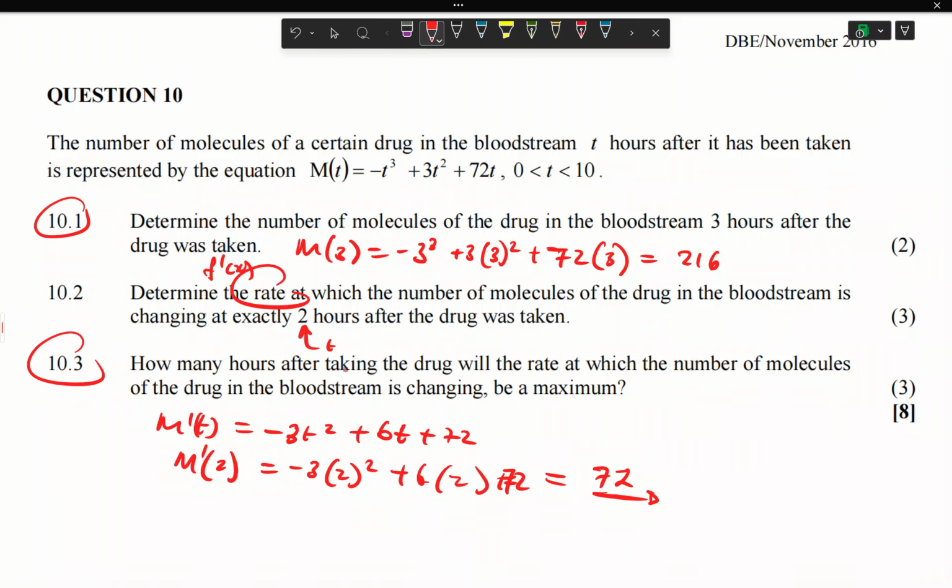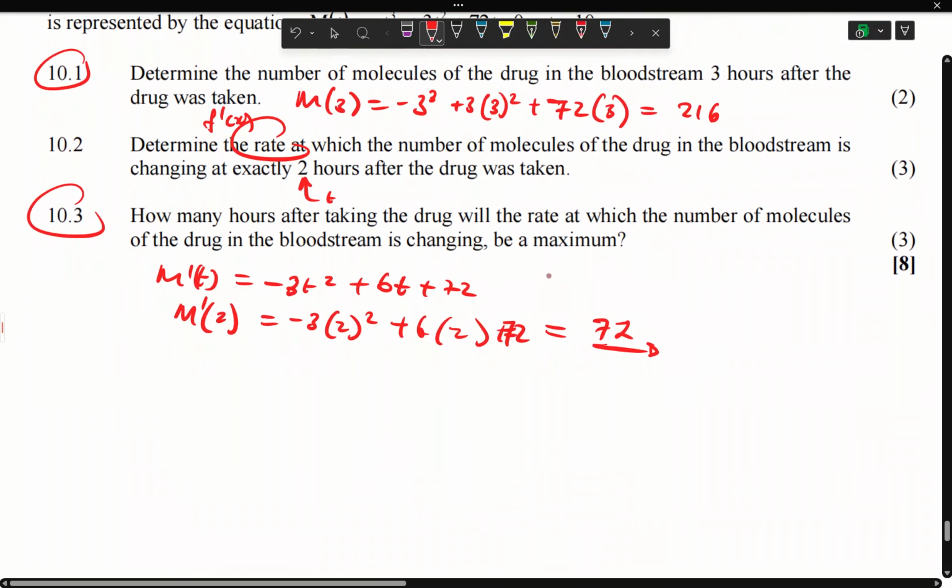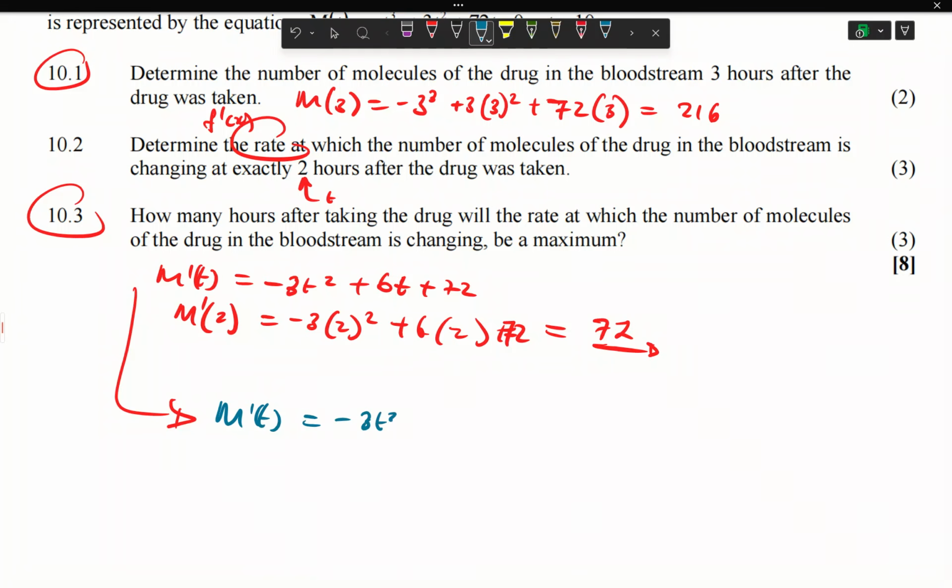So now, how many hours after taking the drug will the rate at which the total number of molecules of the drug in the bloodstream is changing be maximum? Be maximum. So what you have to do there, this is our first derivative. So let me just write it again. This thing's misbehaving now. So now this is my first derivative. So now I have to solve for t, guys.